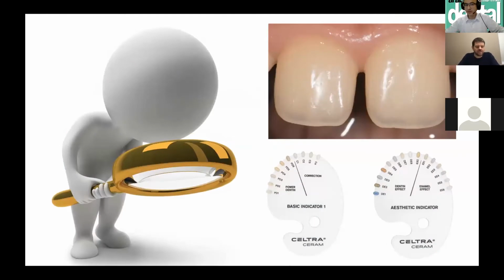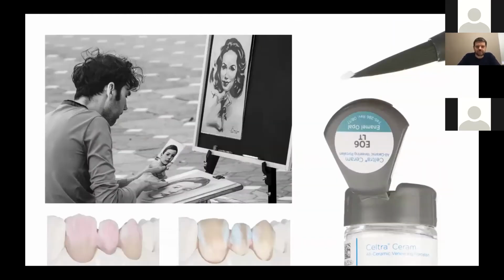And the other important thing is to observe the natural teeth, to find some elements that combine their visual appearance and try to find equal components in our ceramic systems, to try to mimic them, try to imitate them. When we have such an artistic approach, we look like an artist. We copy nature like an artist.